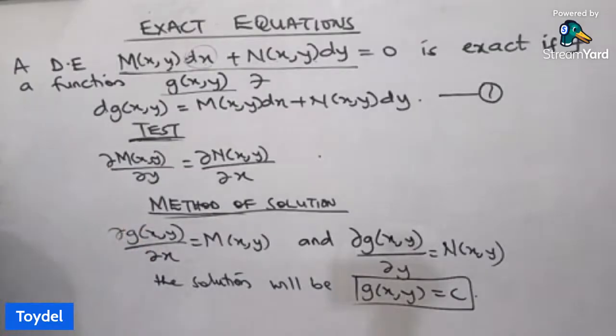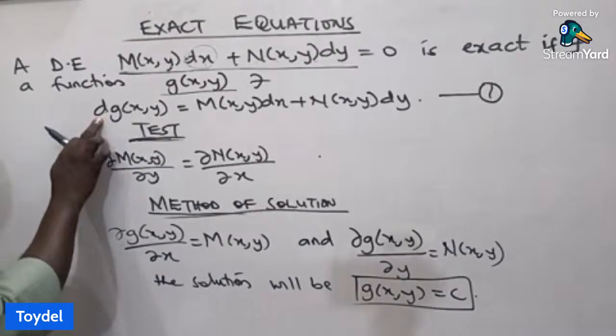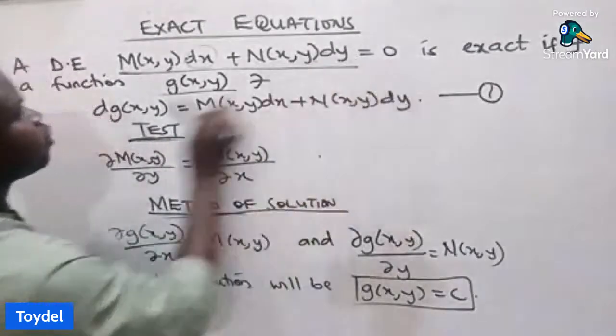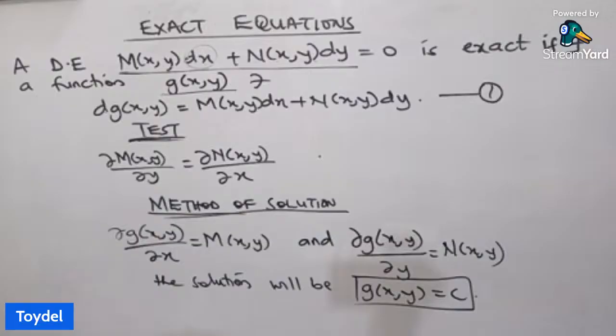Once we are sure that the differential equation is exact, how do we solve it? This is what we are going to do. We equate the given differential equation, which is equal to 0 here, to the differential of g(x, y). So how do we now solve this partial differential equation?